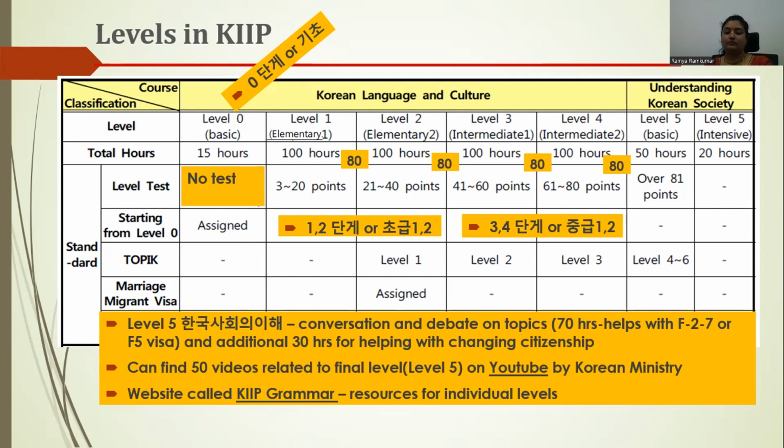And regarding the attendance, level 0 is 15 hours basically, and there is no test for level 0. And level 1 is 100 hours. So this 100 hours can be anything between 2 hours per class to 5 hours per class. So I attended 5-hour classes or 4-hour classes. So you have to sit for 4 hours continuously and learn Korean, or 5 hours. I have done many 5-hour classes also.